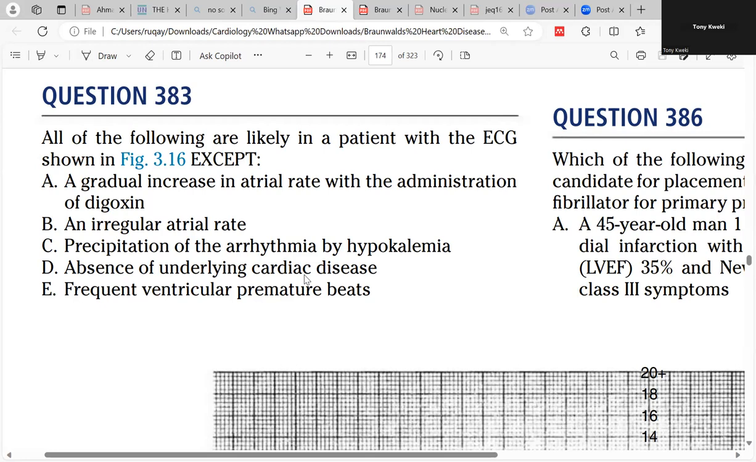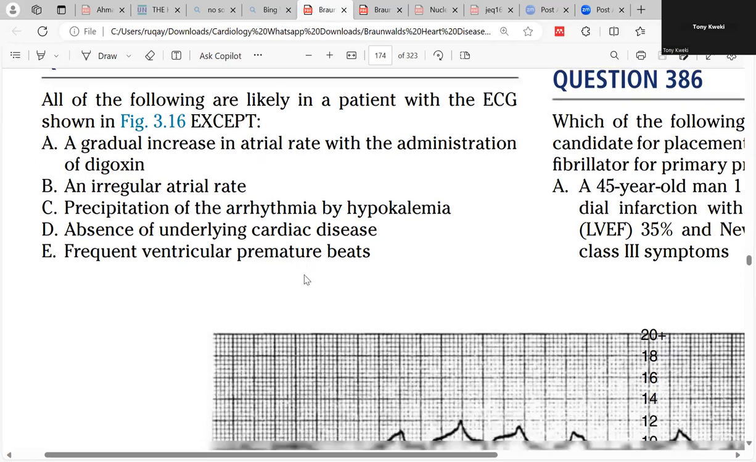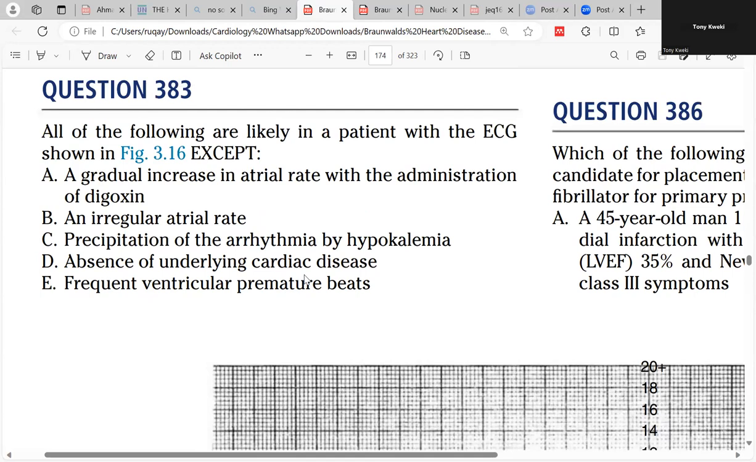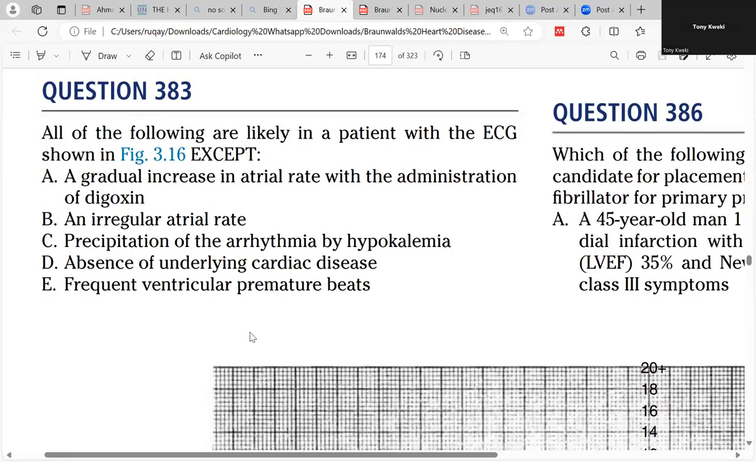B, an irregular atrial rate. This is also true. C, precipitation of the arrhythmia by hypokalemia. This is also true. D, absence of underlying cardiac disease. This is not true. Most patients that would present with it would have some underlying cardiac disease, probably an ischemic heart disease or something else. Then E, frequent ventricular premature beats. So they could have PVCs. So the answer is D.